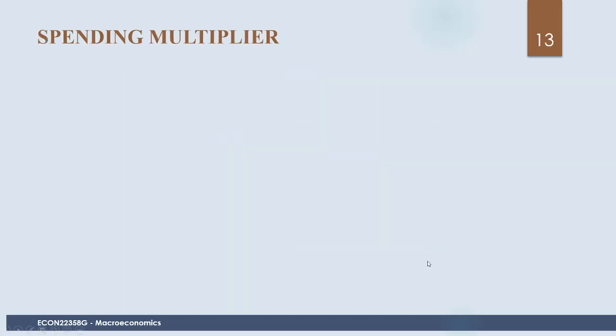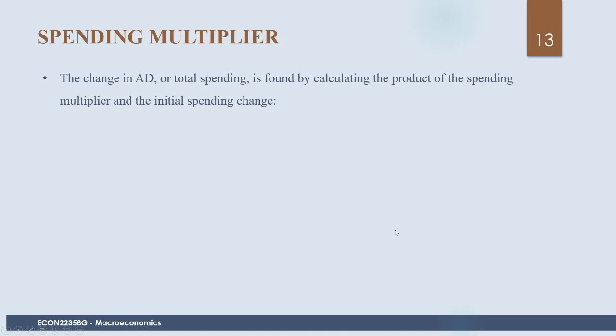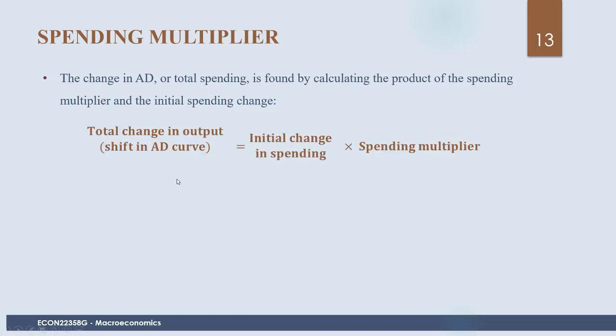Okay, so if you remember, we talked about the spending multiplier before. The change in aggregate demand, or total spending, is found by calculating the product of the spending multiplier and the initial spending change. So the total change in output, or shift in the aggregate demand curve, is going to be equal to the initial change, so think of an injection into the circular flow, times a spending multiplier, okay? Because you're not just going to have that initial injection, because people will respend the income that they get according to the marginal propensity to consume.